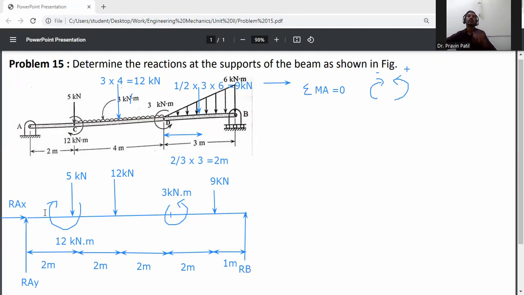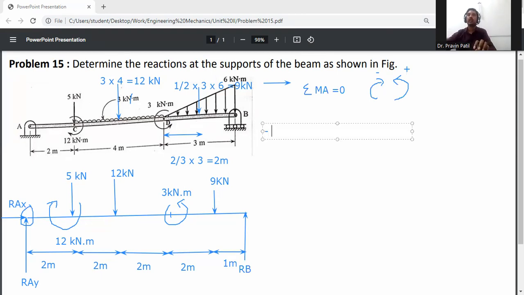Okay. So take moment at A is equal to 0. This one is point A. Here we need to take all the moments. So first of all, this 5 kN load, how is it rotating? It will be rotating in the clockwise direction about A. So clockwise direction, it will be 5.